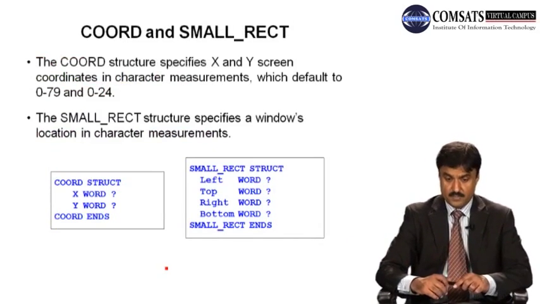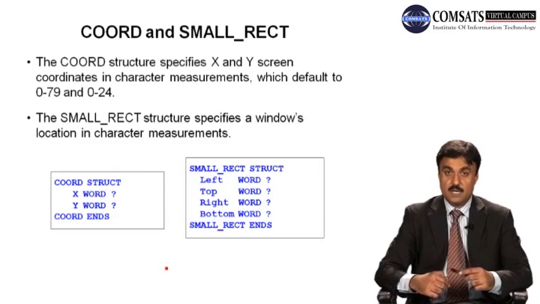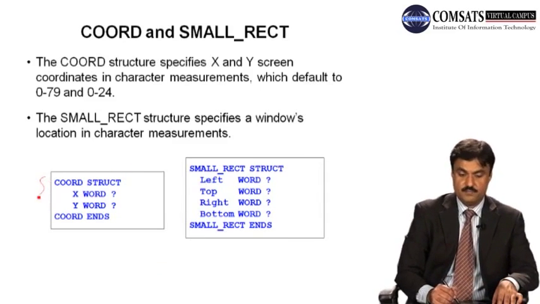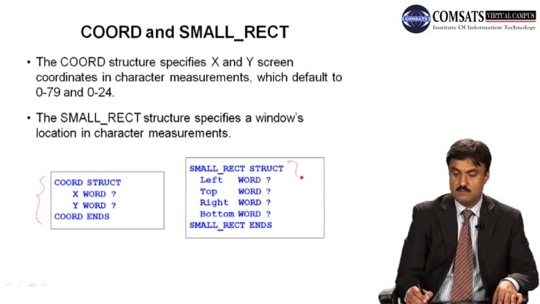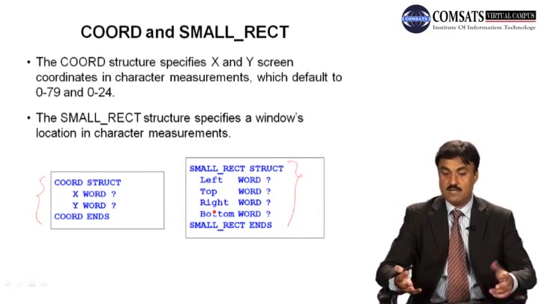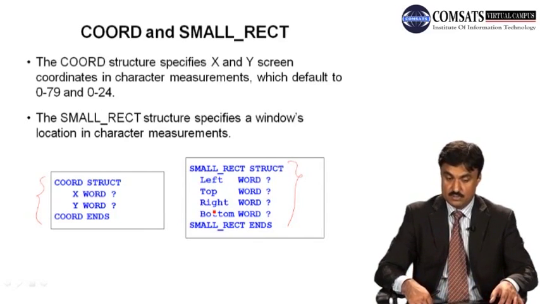There are two structures. In some libraries or APIs these two structures are already defined. However, in the coming lectures, or maybe the next lecture, we will use these structures. One is called the coordinate structure and the second one is called the small rectangle structure. The coordinate structure specifies X and Y screen coordinates, as we saw in our previous lecture, where we defined this structure.